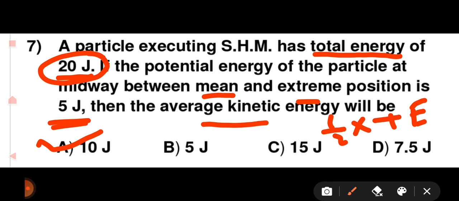So friends, I hope you have understood this question. Write the questions and then try to write the solution with the proper explanation.